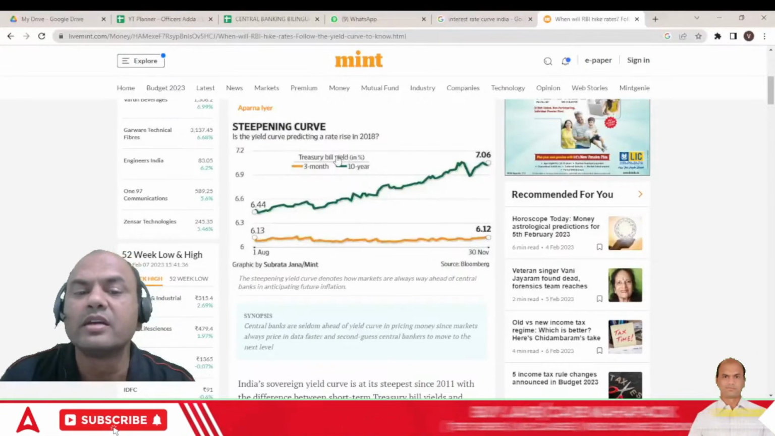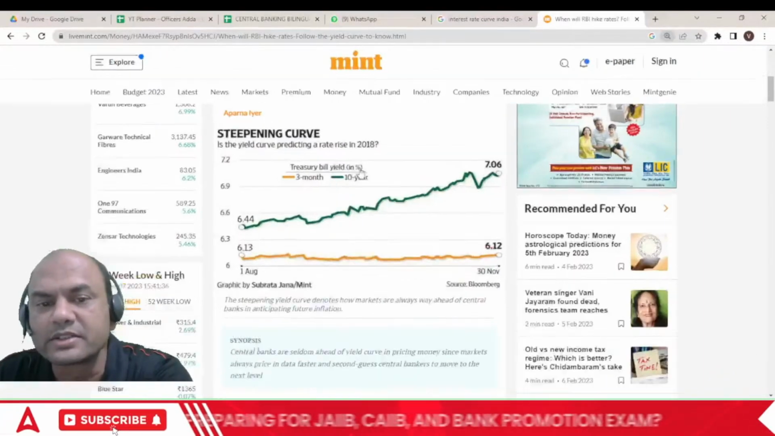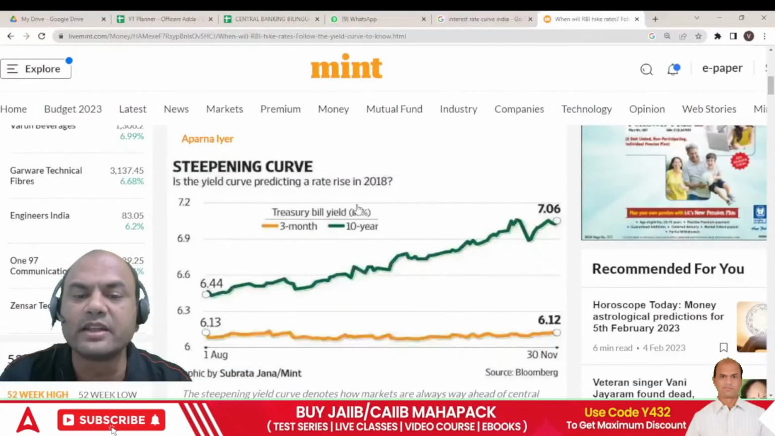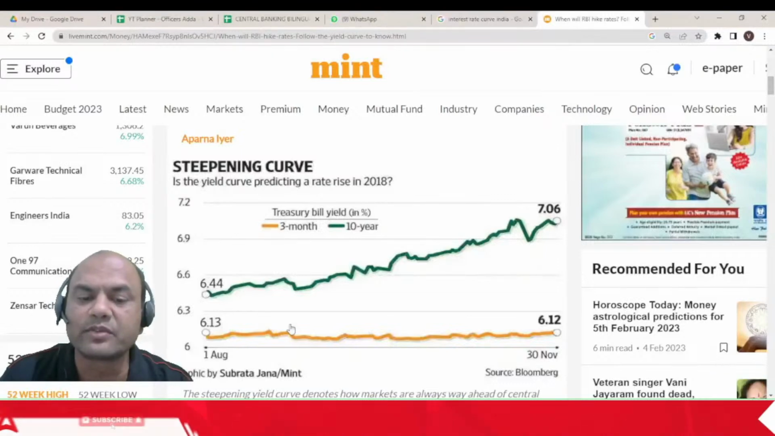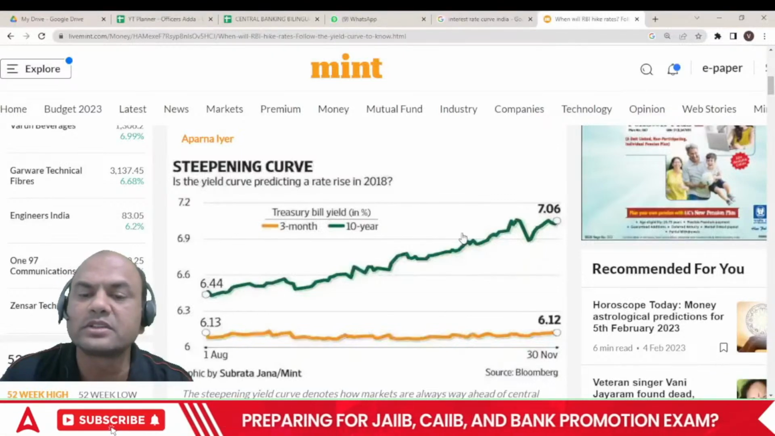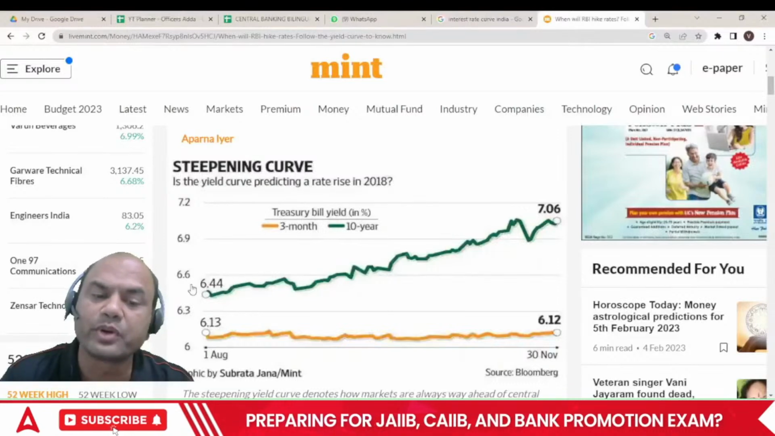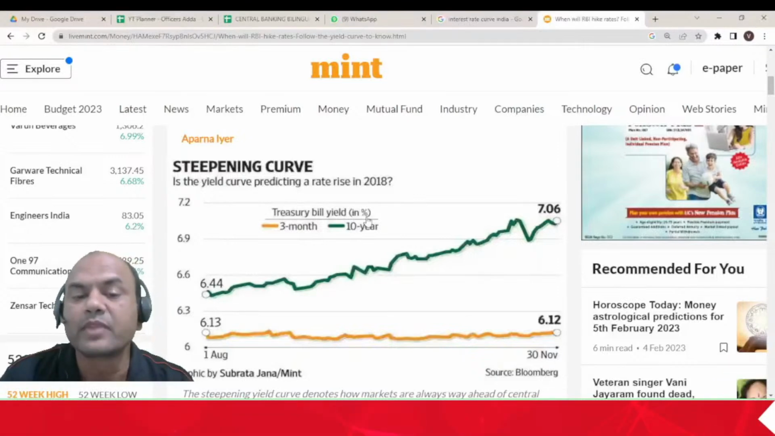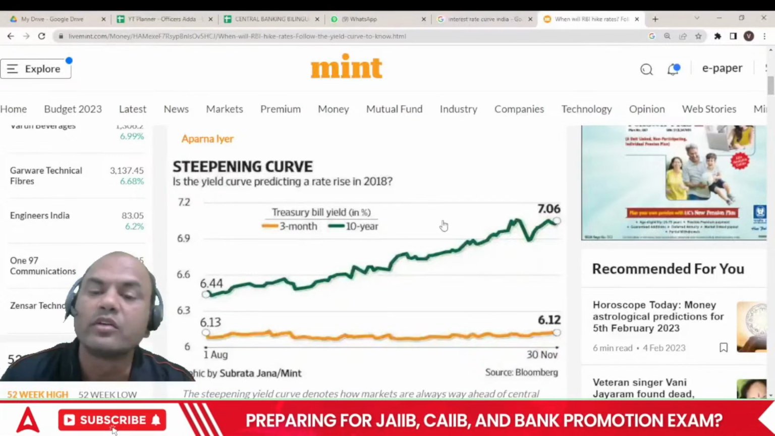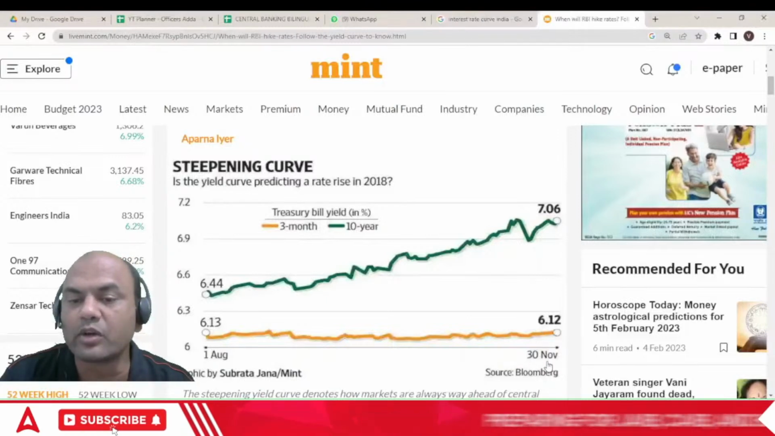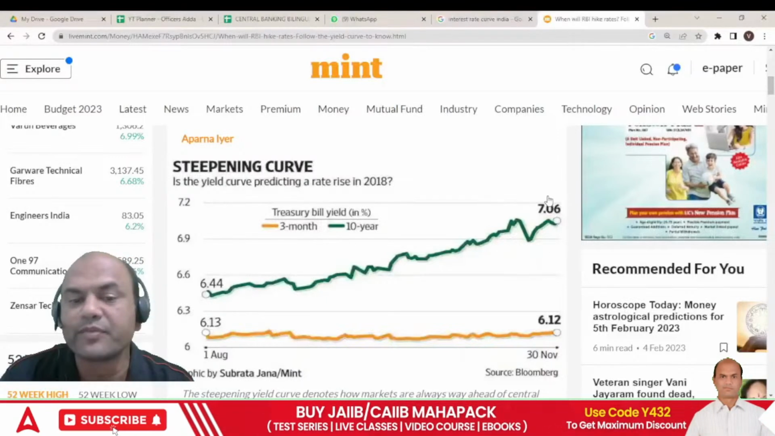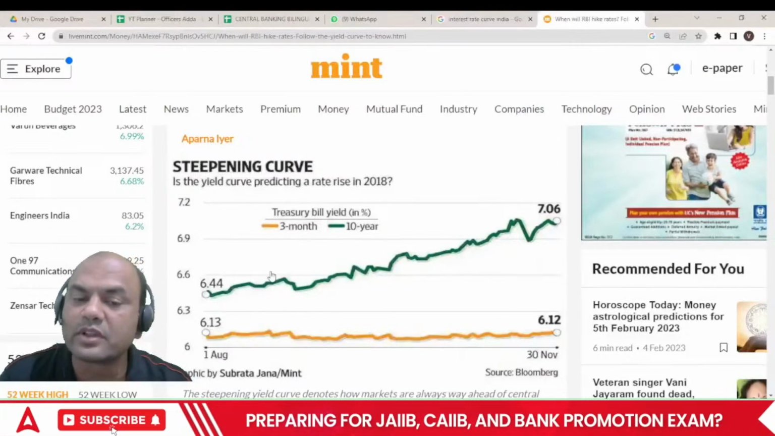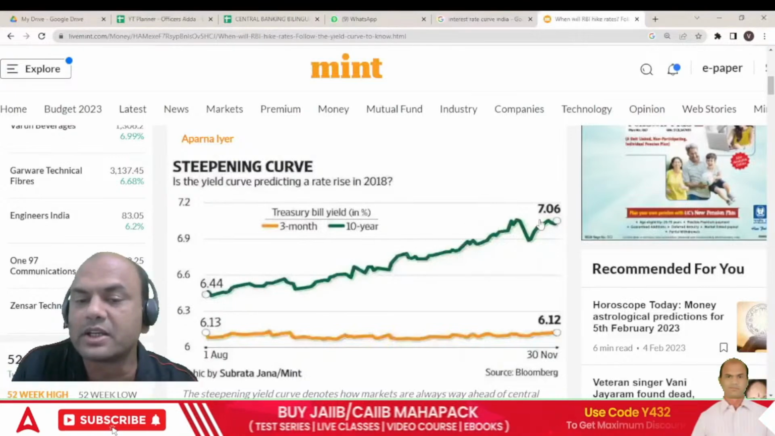If you look at the treasury bills, what is this treasury bills? See this T bills. Treasury bills yield in percentage. For 3 months it was flat and for 10 years it was growing up. So what does it mean? 6.44 was on 1st August. This was the expected rate for this 10 years bond, and on 30th November it was 7.06 percent. So what does it mean? This yield curve was going in the normal route, like a normal distribution curve.